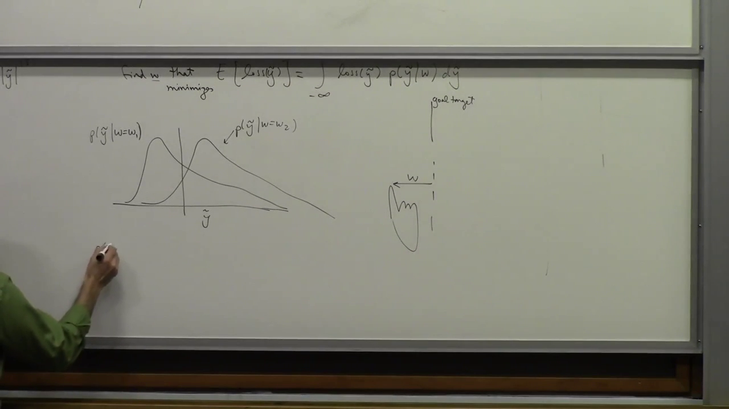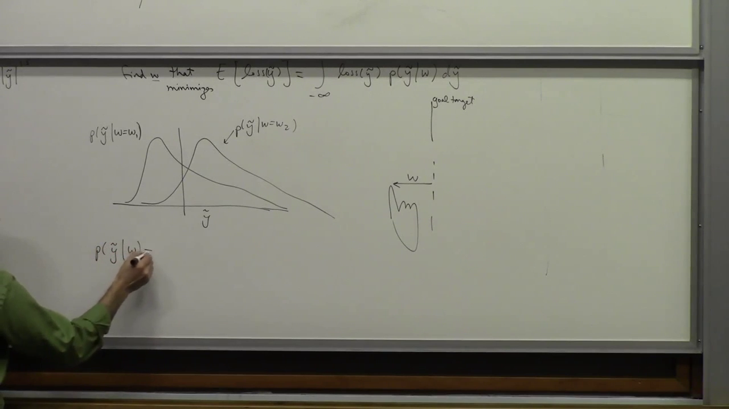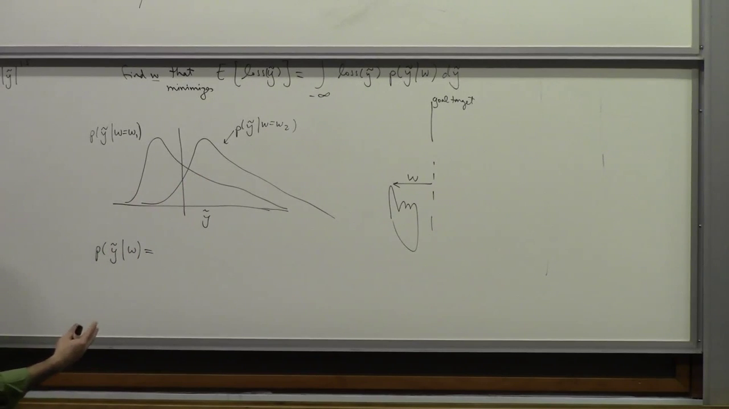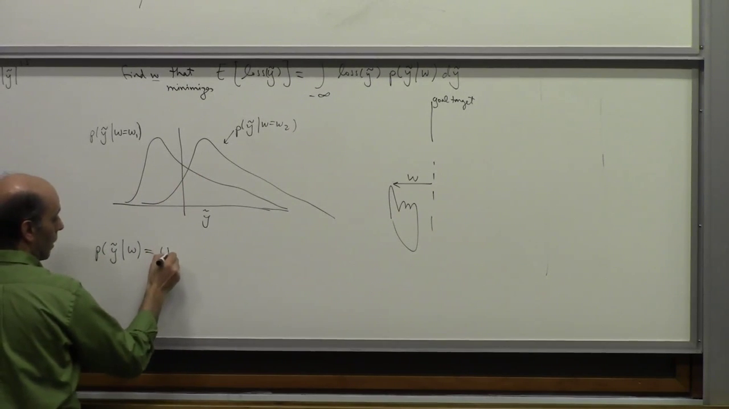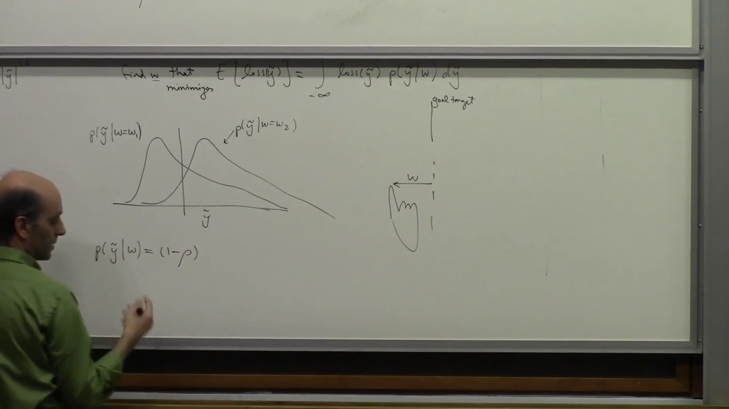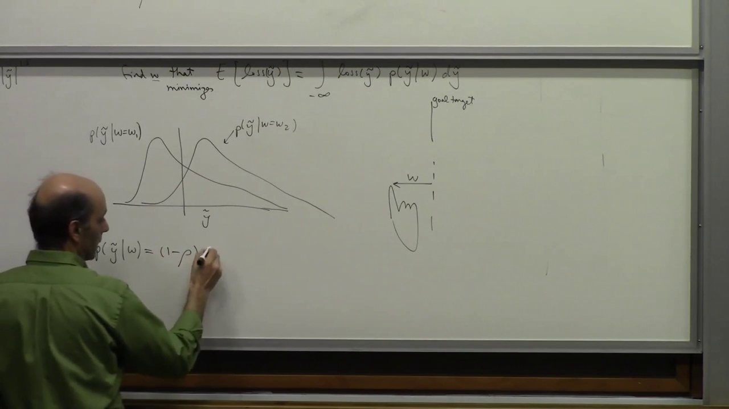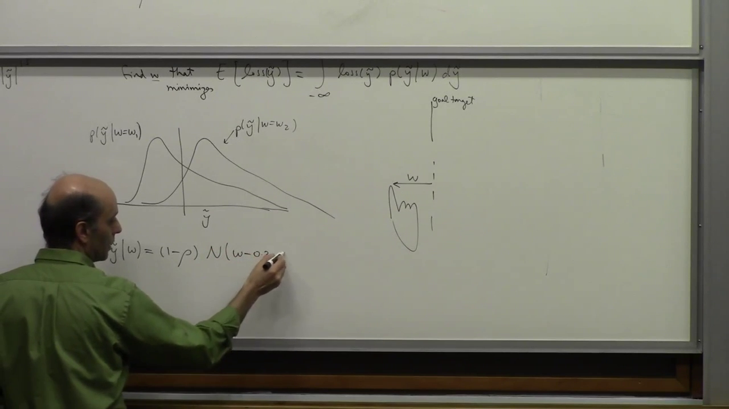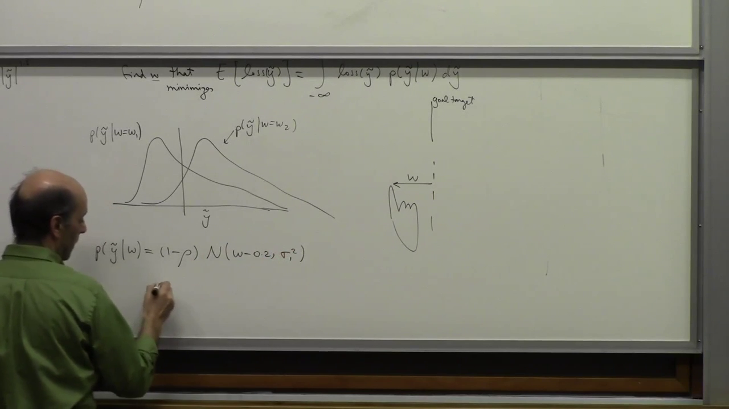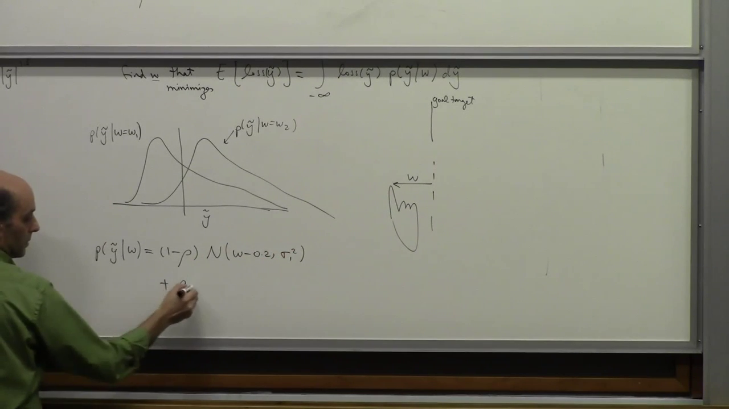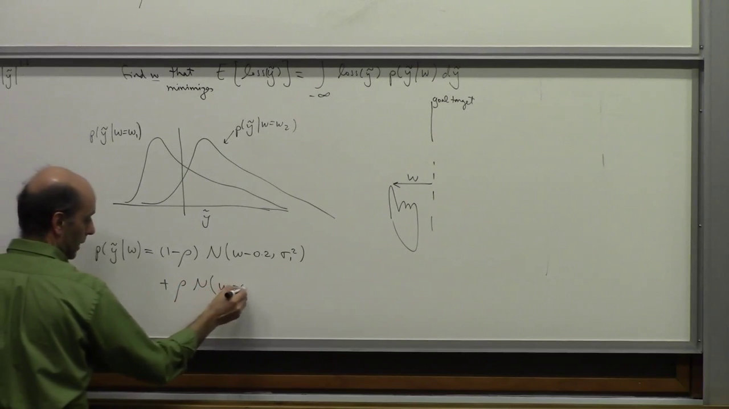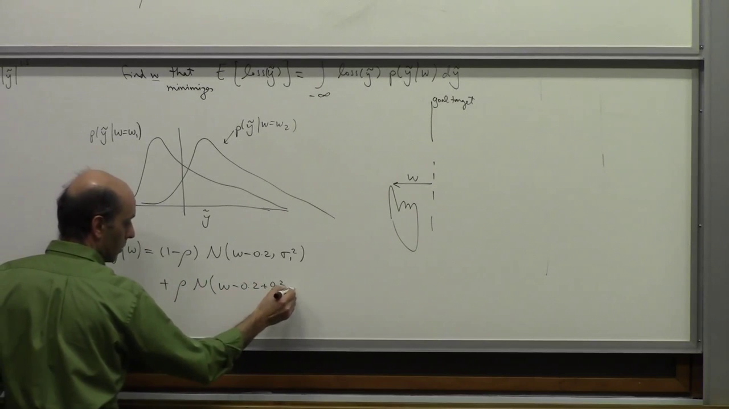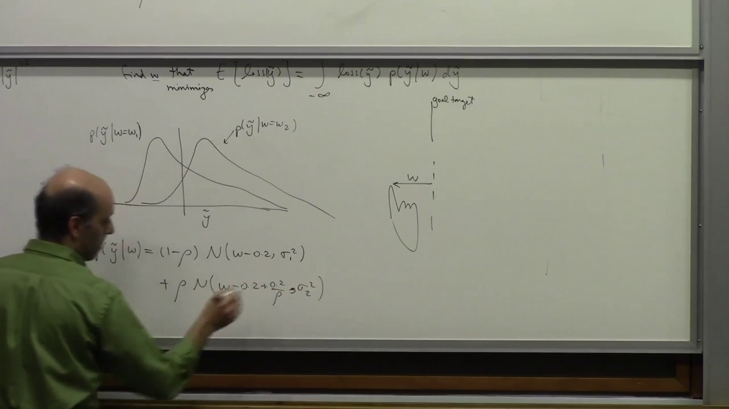P of error given W is going to be described as a mixture of two Gaussians. It's going to be 1 minus rho, some number, times a normal distribution with mean W minus some constant, 0.2, with variance sigma 1 squared, plus a normal W minus 0.2 plus 0.2 over rho with variance sigma 2 squared.